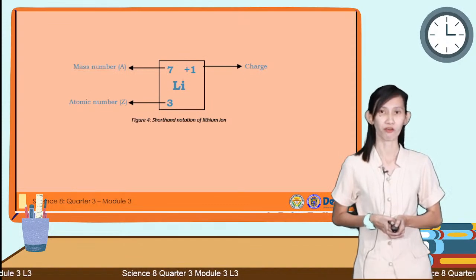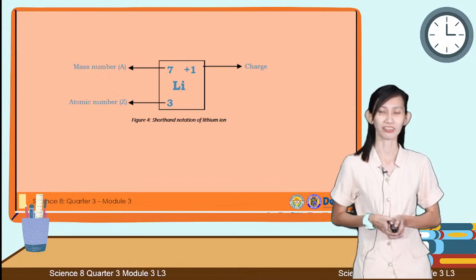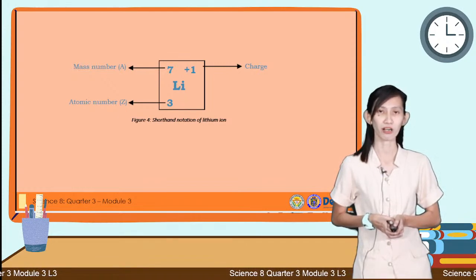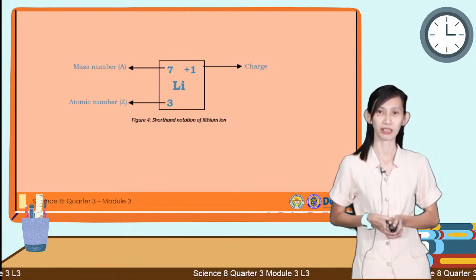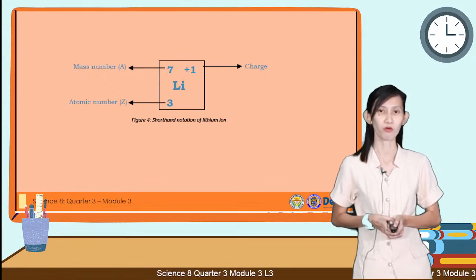Figure 4 shows the shorthand notation of lithium ion. The superscript at the right denotes the charge of the ion, wherein the number of electrons may be determined. The charge is 0 when there is no superscript shown.